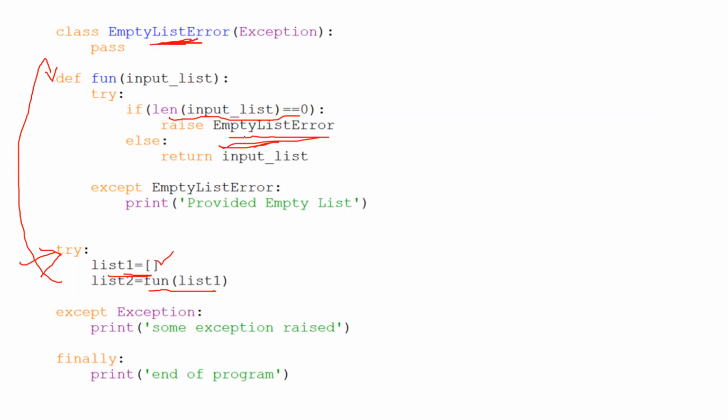Now observe, is there any except block or not? Yes, except block, empty list error. So the output will be provided: empty list is the message we will get, and here the exception is handled, right? So no need to handle one more time, and finally block will be executed. So the output will be the empty list and end of the program.